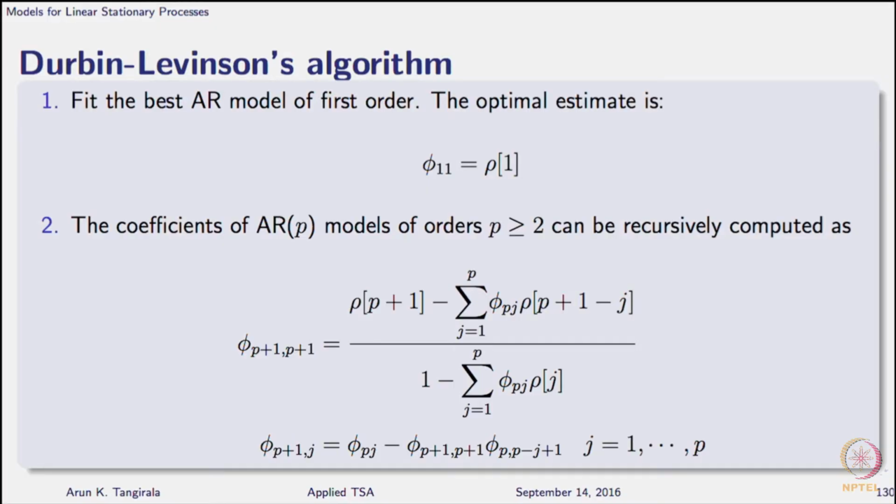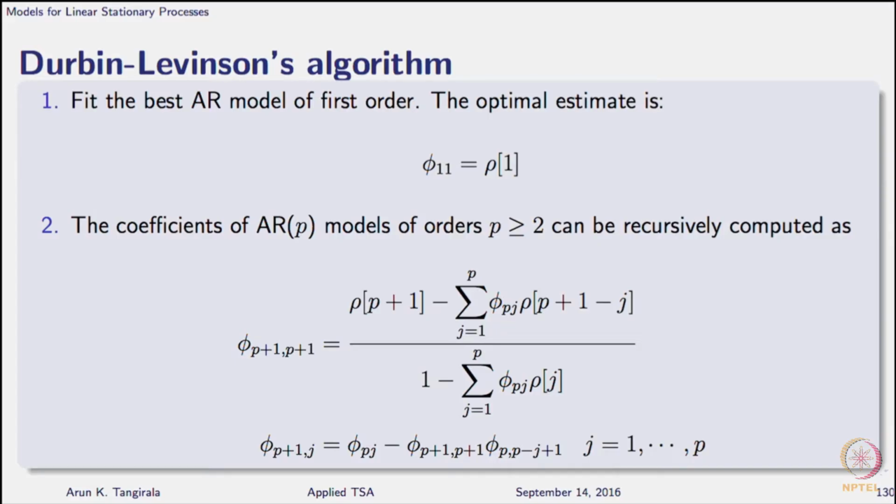So, if you look at the relation there, it says phi at p plus 1 comma p plus 1, that is phi 2 2, p is 1, would be rho at 2 in the numerator, the first term is rho at 2 minus how many terms do you have in the summation? 1, and that happens to be phi 1 1 times rho 1, but phi 1 1 is already rho 1, right. So, you have rho 1 square, and in the denominator you can straight away see you have 1 minus rho 1 square. So, you do get that, right.